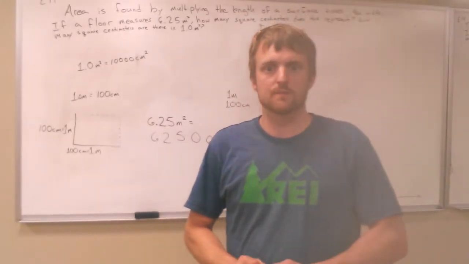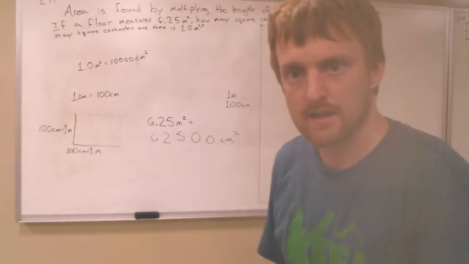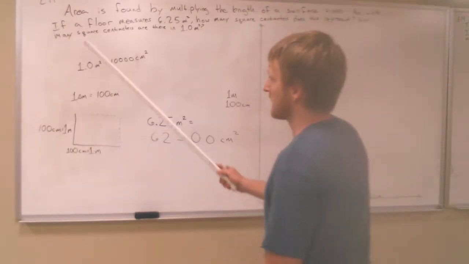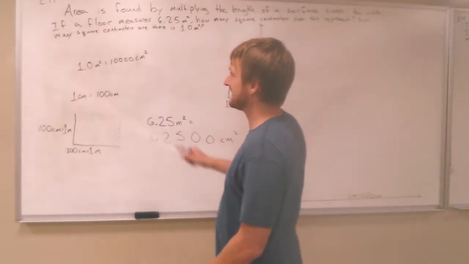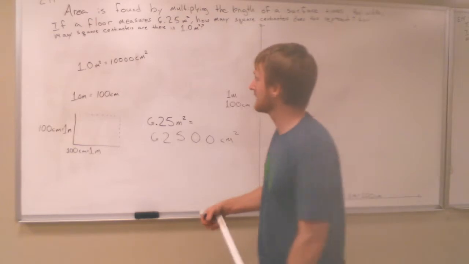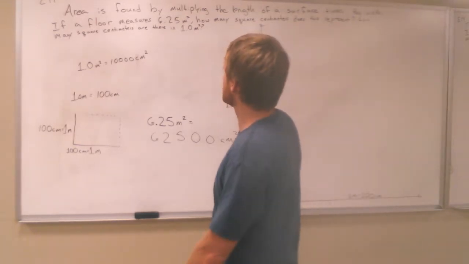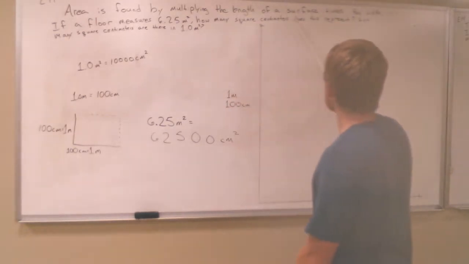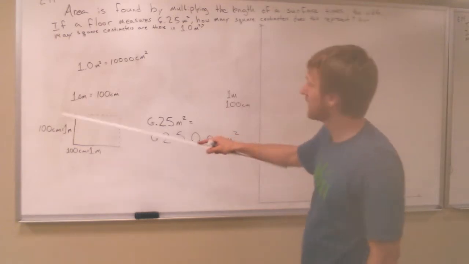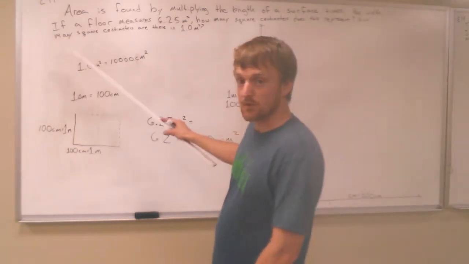Hello. All right, two dimensions. So this problem is right out of the book, Chapter 1, exercise 11, E11. Area is found by multiplying the length of a surface times the width, all right? The length times the width.